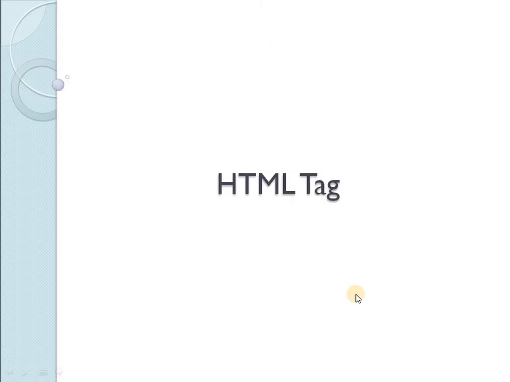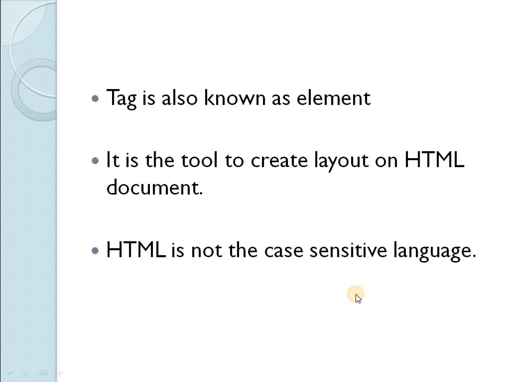Now we will discuss the HTML tag. What is an HTML tag? A tag is also known as an HTML element, and this is the tool to create layout in an HTML document. Whatever content we are going to write on the HTML page must be written with the help of these tags. Without these tags we cannot write anything on the HTML website. They are useful commands, helpful tools. All the tags help us to create HTML documents.